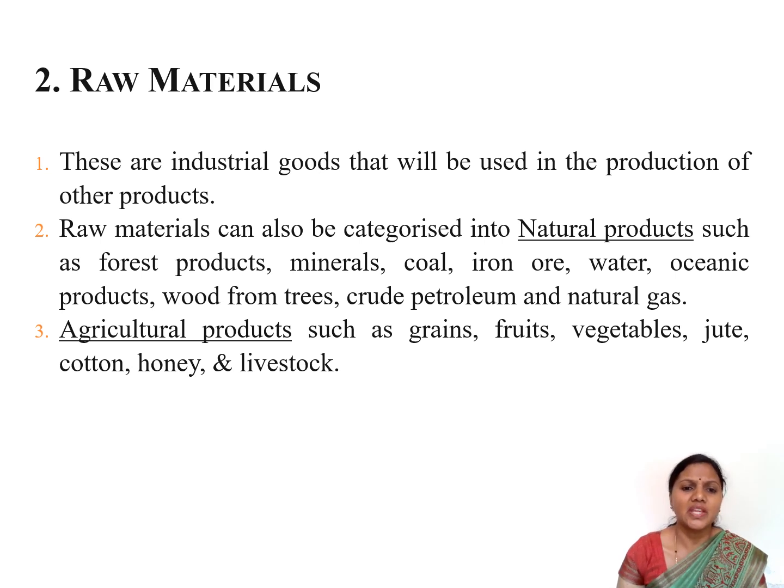In the same way, agricultural products are grown by the agriculturalists or farmers in their agricultural land, such as food grains, fruits, vegetables, flowers, etc. Jute, honey, livestock, they are also called agricultural products because they are produced in the agricultural land only.